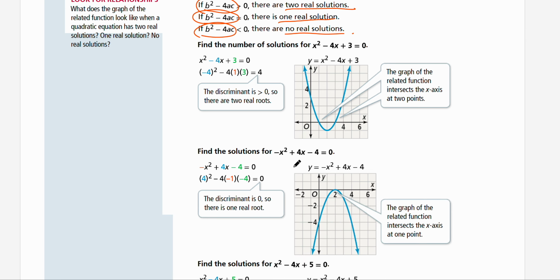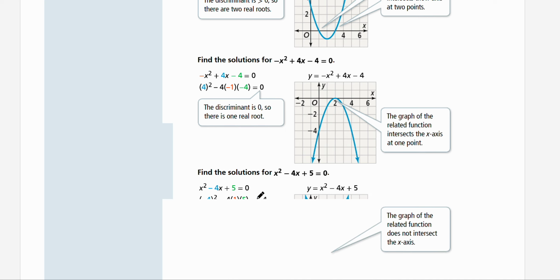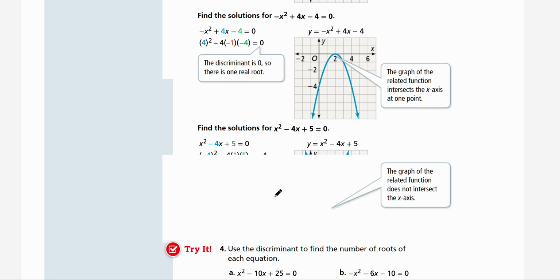So look at this one. Your A is -1, B is positive 4, C is -4. So b squared minus 4ac is going to be 0. That means you have exactly 1 solution. There's exactly 1 x-intercept for this graph. Okay, and sorry, this is missing, but for x squared minus 4x plus 5 equals 0, your discriminant is going to be -4, and so your graph does not touch the x-axis. There are no x-intercepts, so there's going to be no real solution.